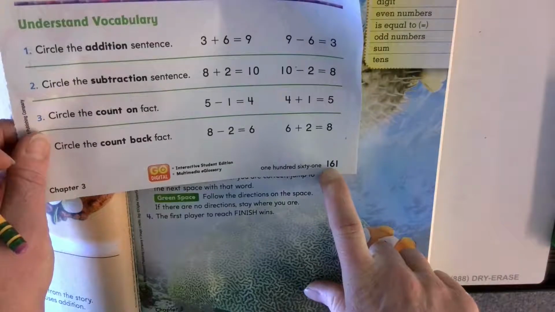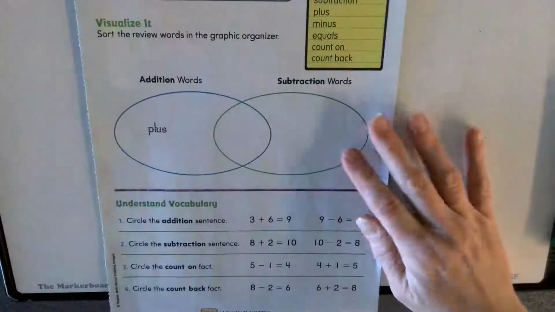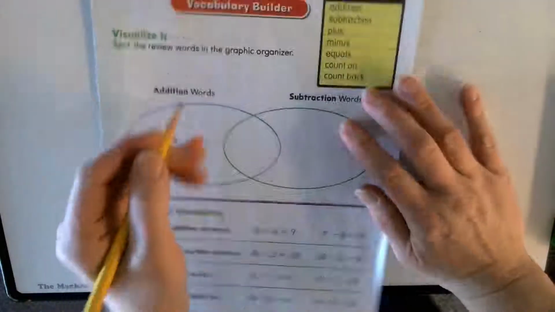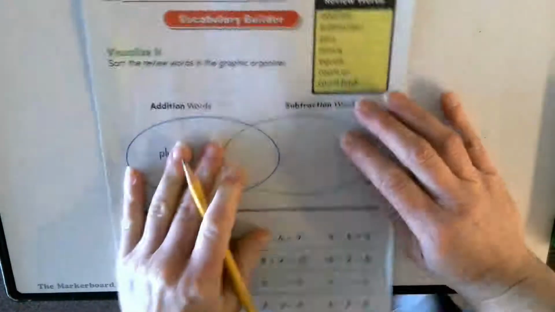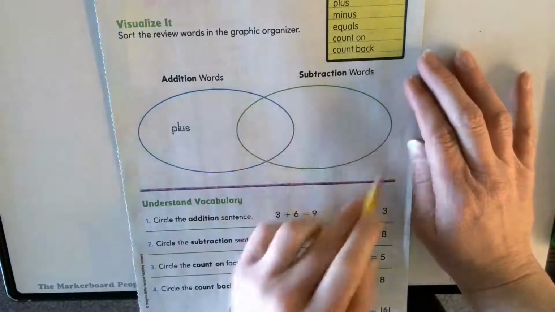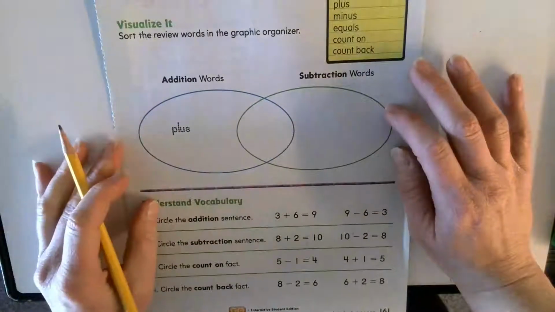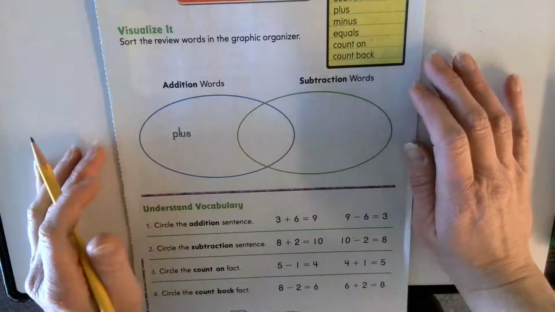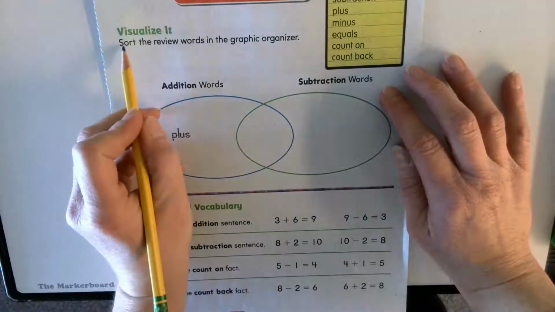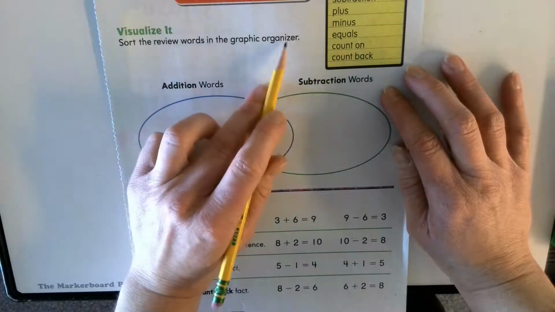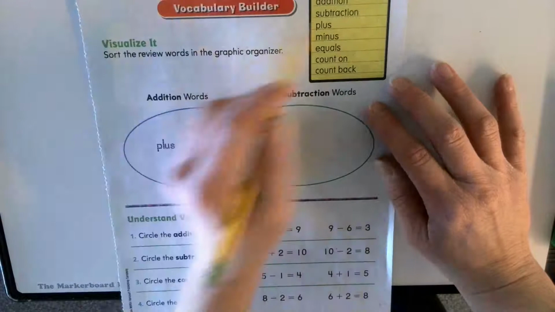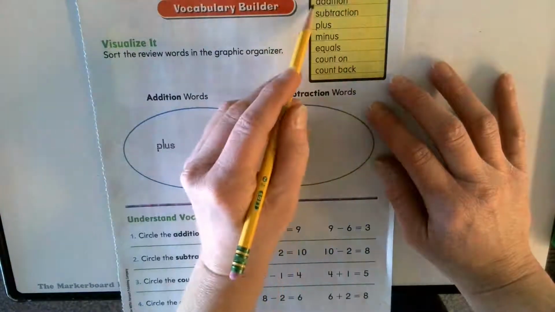161. So get out page 161. And make sure that your name is at the top. We have a Venn diagram here. We've seen these before. So we're going to sort the review words in the graphic organizer. So here are our review words.